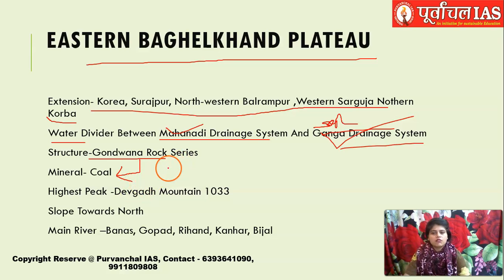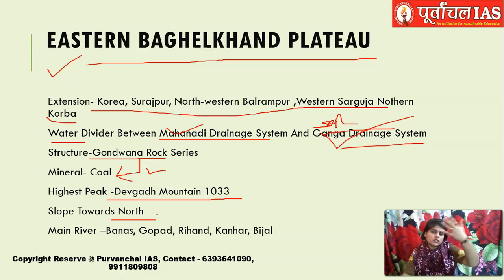Apart from coal, we do have other minerals like limestone and some bauxite, but the major mineral found here is coal, and I hope you know that Chhattisgarh is one of the largest producers of coal in India. The highest peak, Devgarh, is also located in the Eastern Baghelkhand Plateau. The slope of this plateau is towards the north, and because of this north slope, the rivers also tend to flow northward.